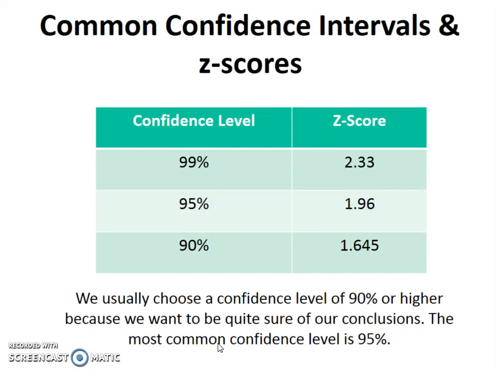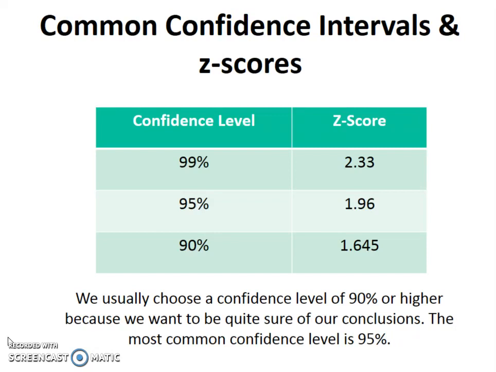When we're doing confidence intervals, we typically choose confidence of 90 or higher because we want to be quite sure of our conclusions. The most common confidence interval is 95%, but you might see confidence intervals of 80% or 96%. You could find it of any percentage that you choose besides 100%.